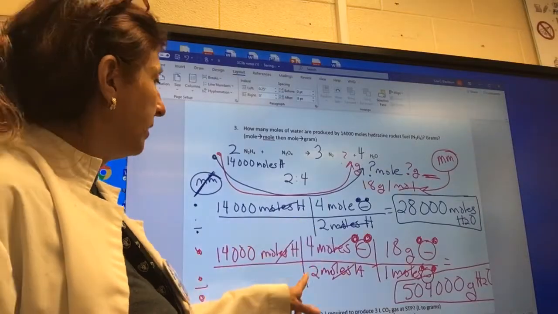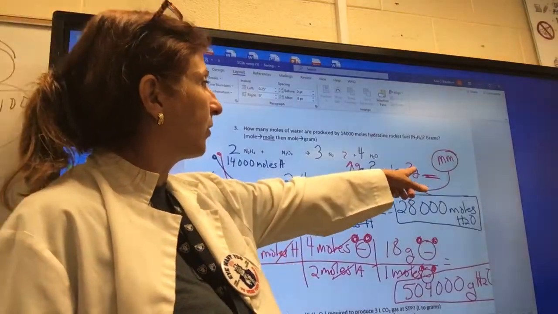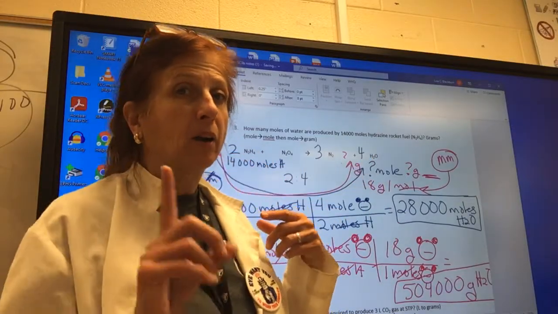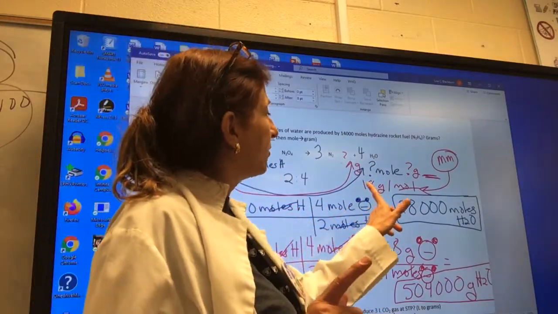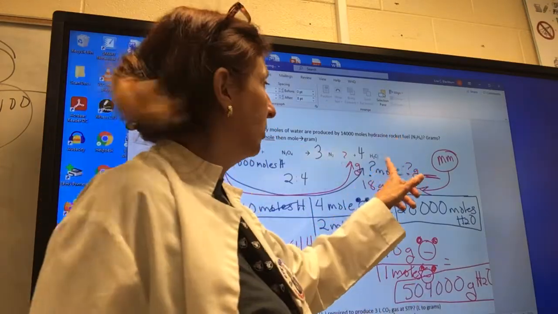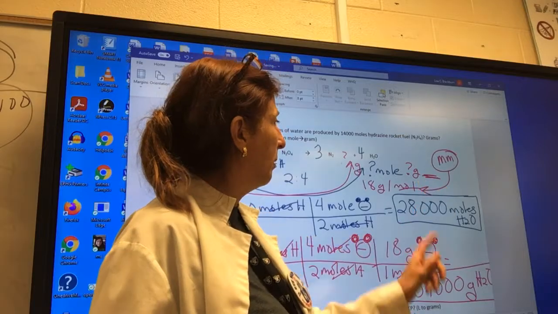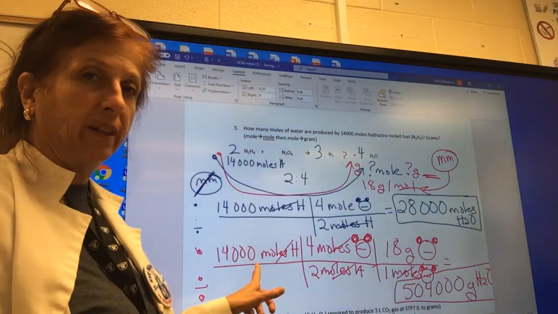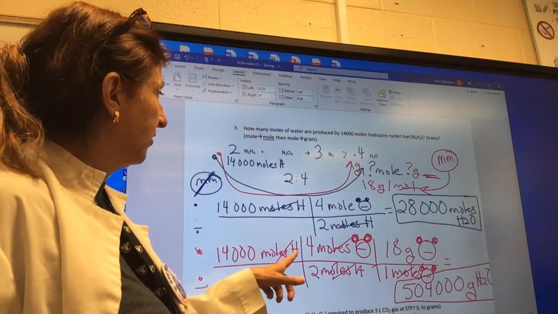Okay? Now we're going to do it again, but this time for grams. So if we have grams, we need our graham cracker molar mass with M&Ms on it. So the molar mass of water is 18. 16 plus 1 plus 1 is 18. 18 grams per mole. So this time we go around again, starting with what we know, 14,000 moles of hydrazine.